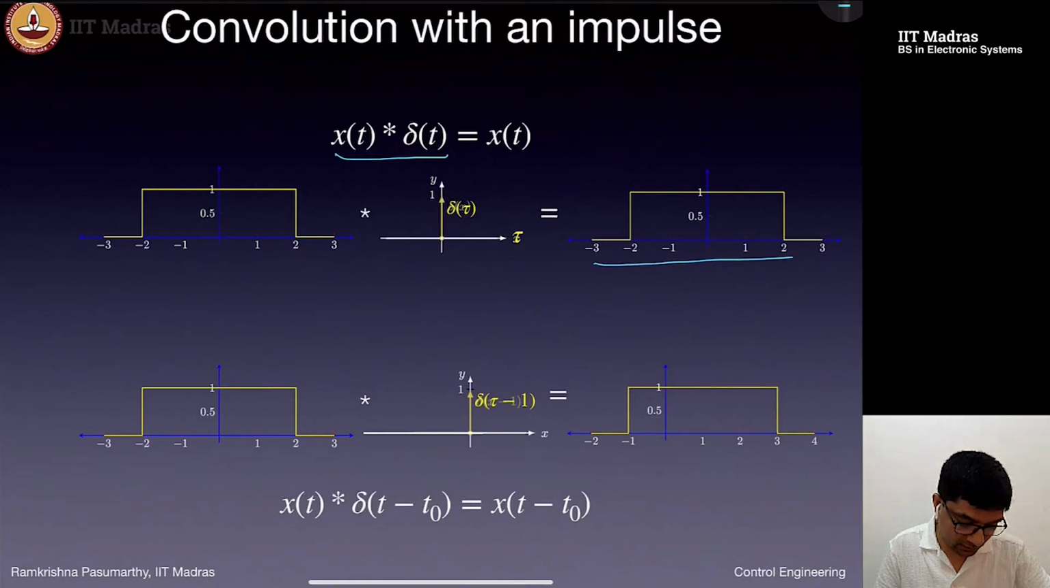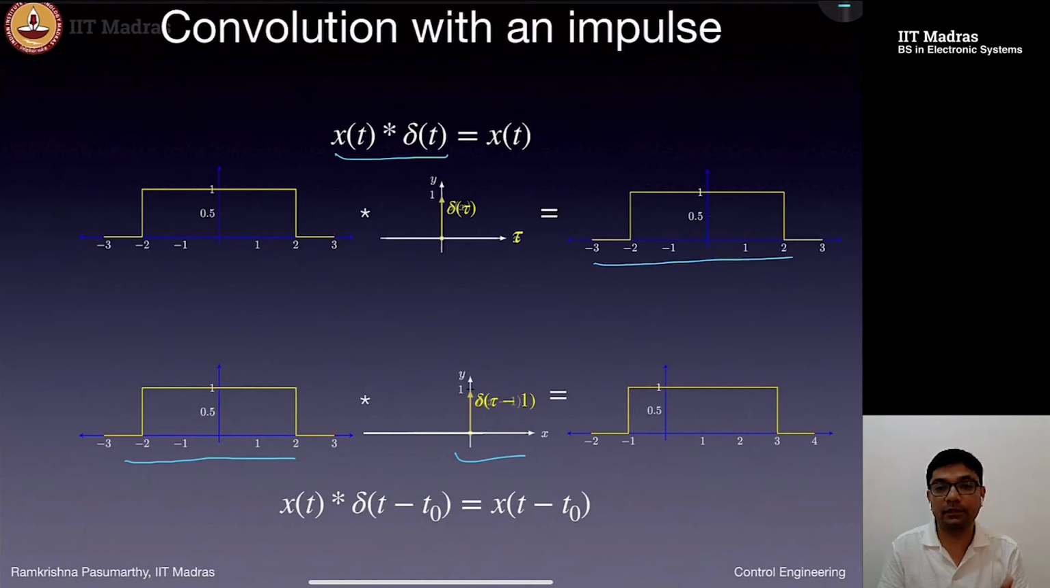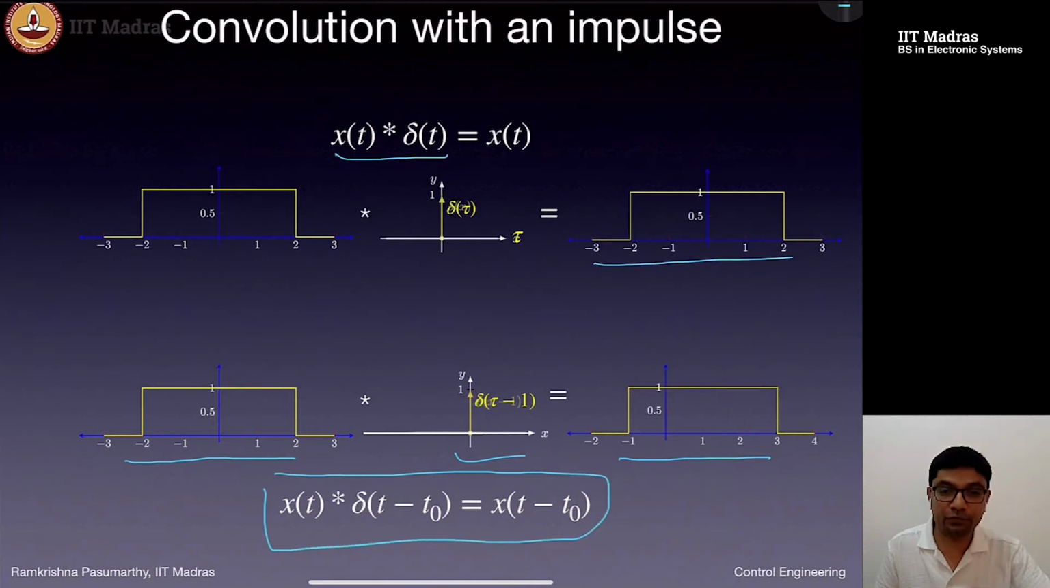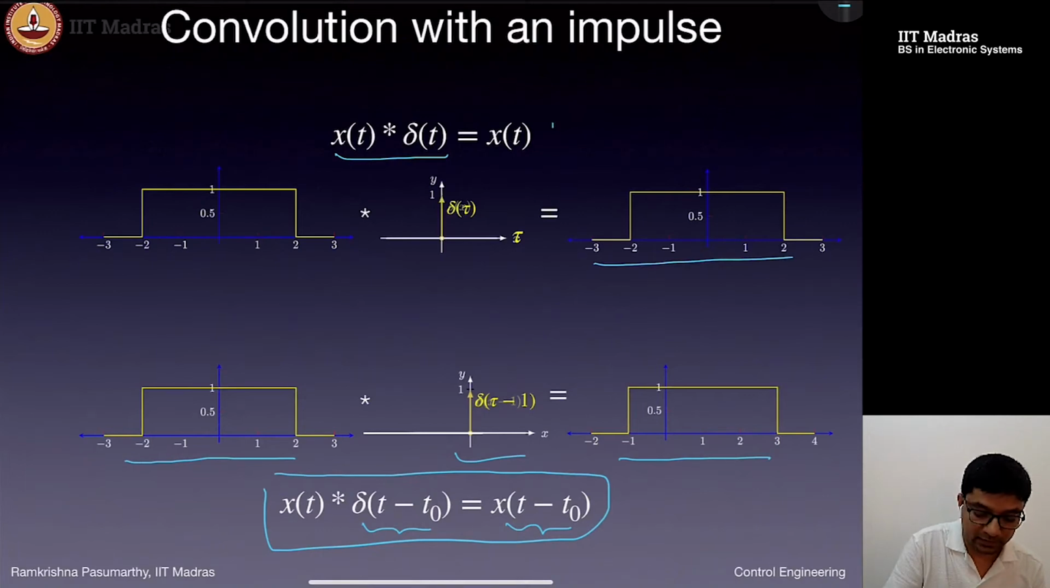If I look at the same signal and convolve it with the impulse with one step delay, it gives me a signal which is just the same signal delayed by the appropriate time. So I can write a general property: if I have a signal x of t convolved with an impulse delayed by t naught, this will just be the signal delayed by the appropriate amount of time, and if there is no delay, I just recover this particular signal.